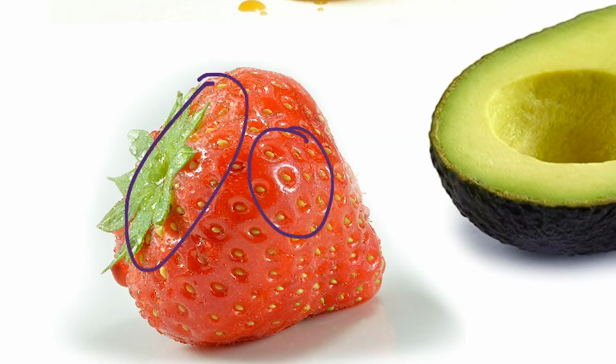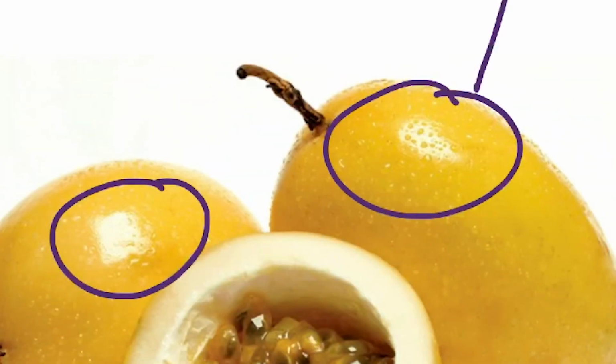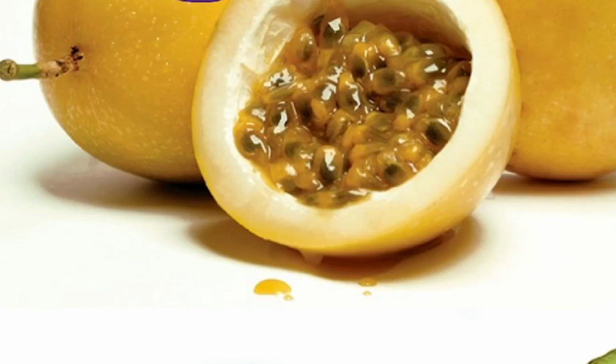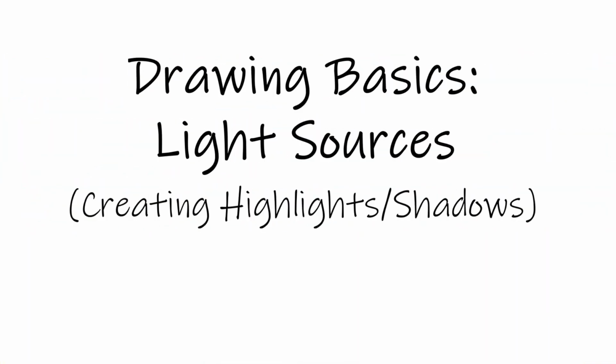So the lesson from today is to always look at where the light source is coming from before you draw something. And keeping this in mind throughout the drawing will help you make sense of where the highlights and shadows should go.